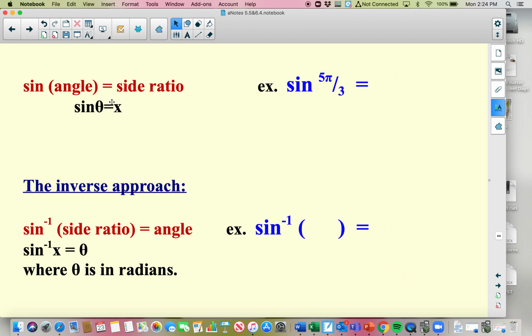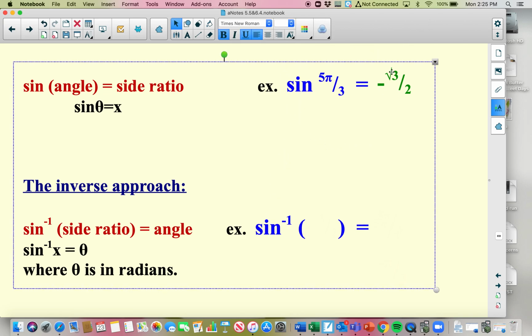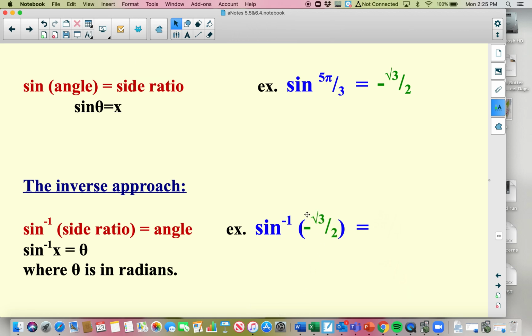The notation you're going to see, you are familiar with from the first couple days of chapter 5. If I said, what is the sine of the angle 5π/3? You would say, okay, 5π/3 is in the fourth quadrant, and the sine value there is -√3/2. Something you're very familiar with. Now, when you do the inverse approach, you switch the side and the angle. So now I'm going to say inverse sine of -√3/2, and now you're trying to find the angle.